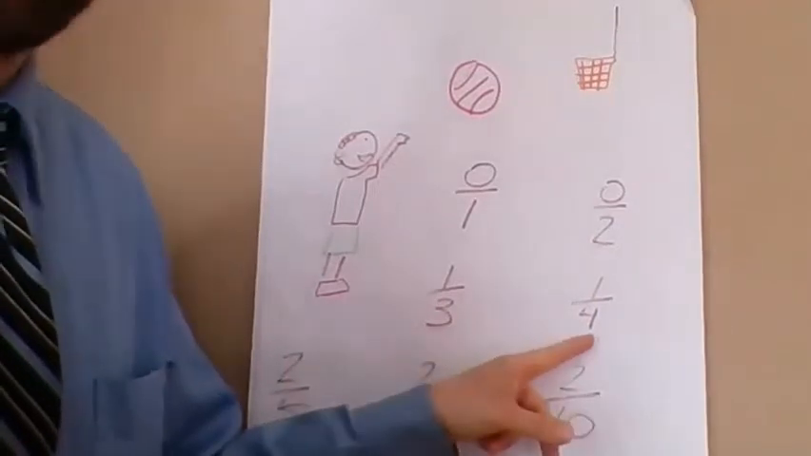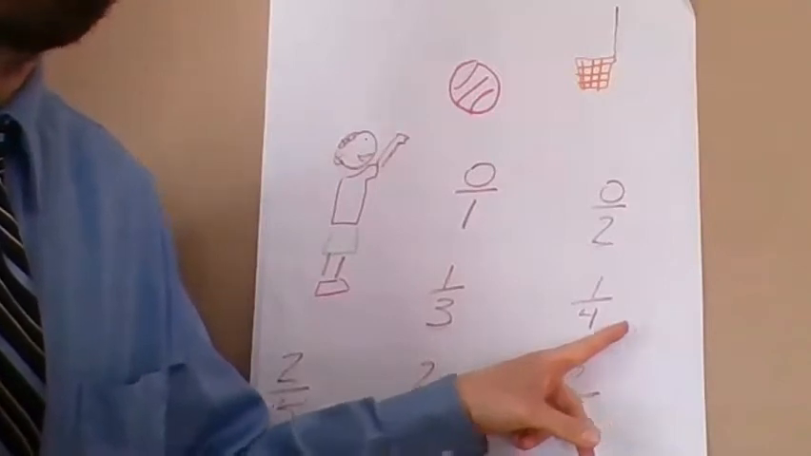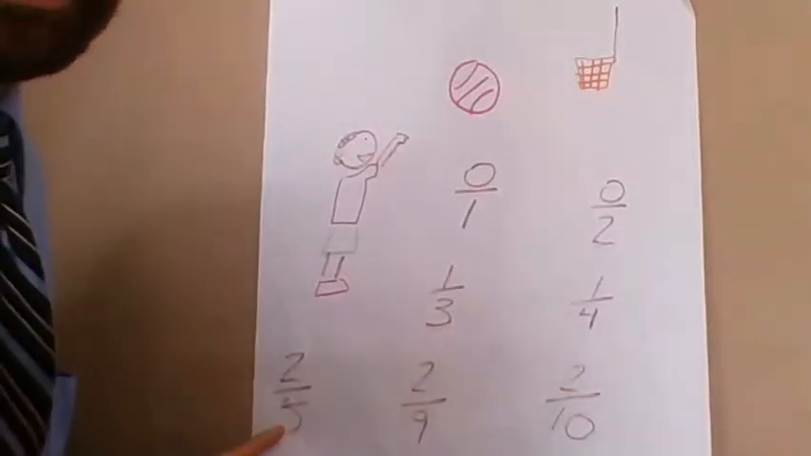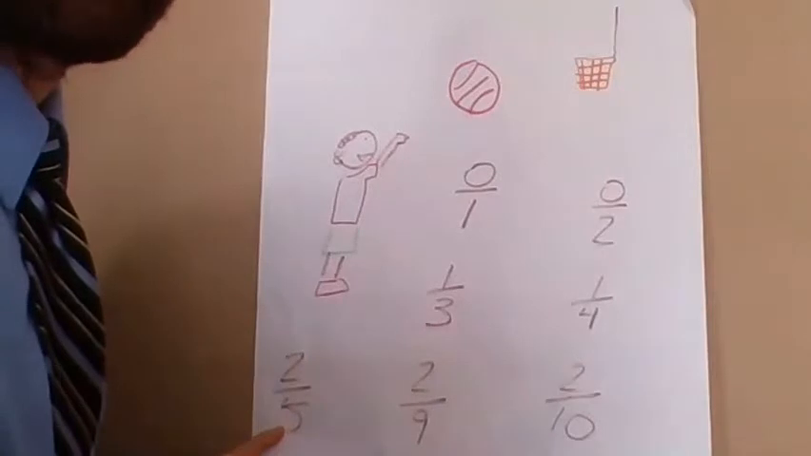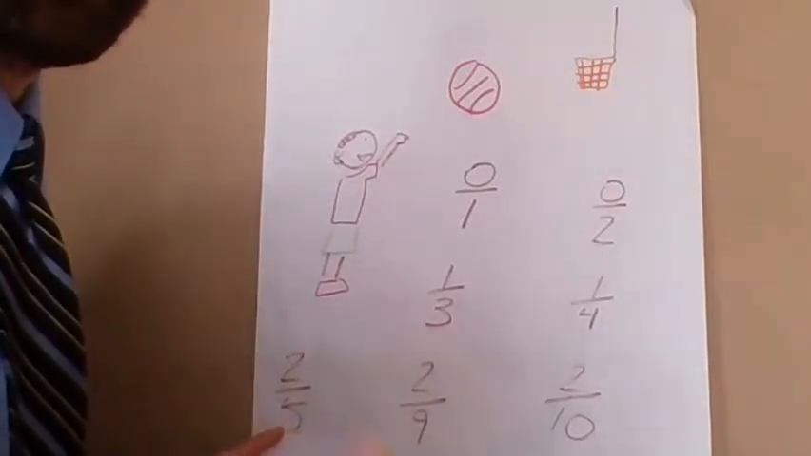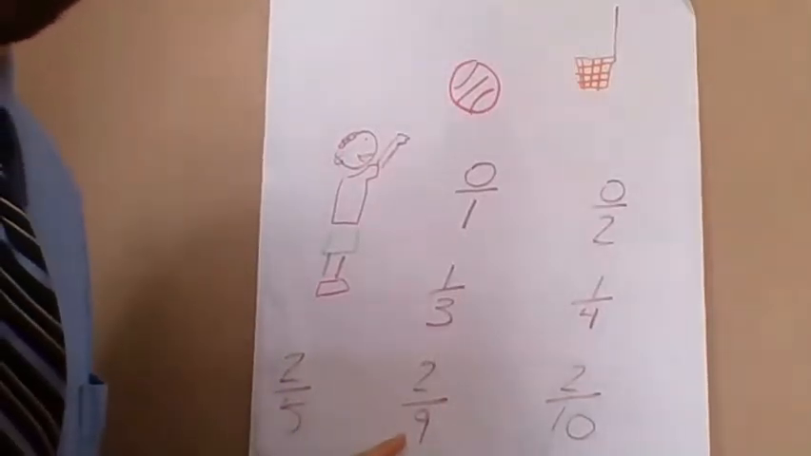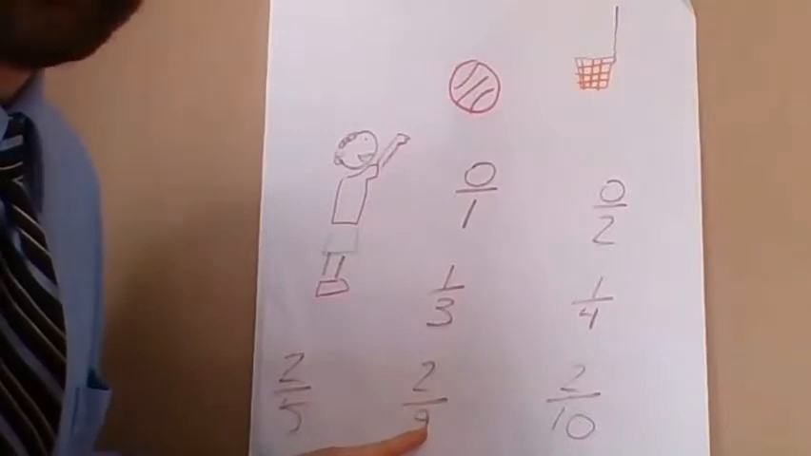Then I missed the next shot, 1 out of 4. So now I'm down to 25%, right? 0.25. Then I made the next shot. Now I jump up to 40%, right? Because 2 out of 5 is 0.4, 40%. Then I just keep missing the next couple of shots. And then eventually I'm 2 out of 9.